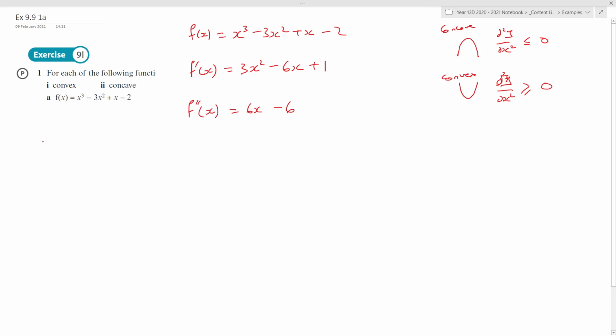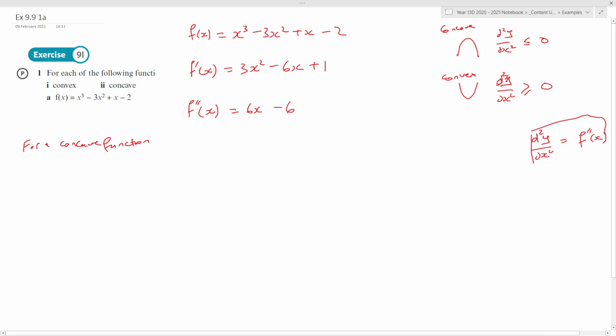Now, for a concave function, always remember, I know you know this, but I'm just going to put it there: d2y over dx squared is the same thing as f double dash of x.